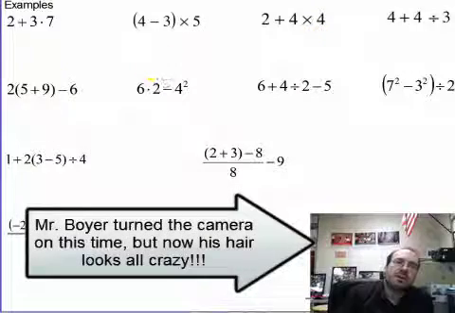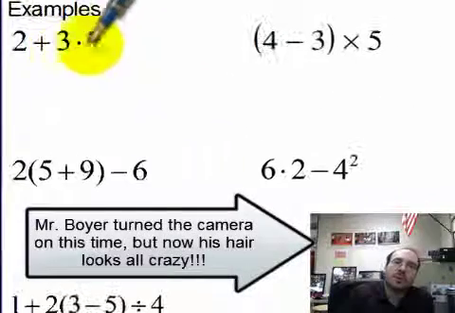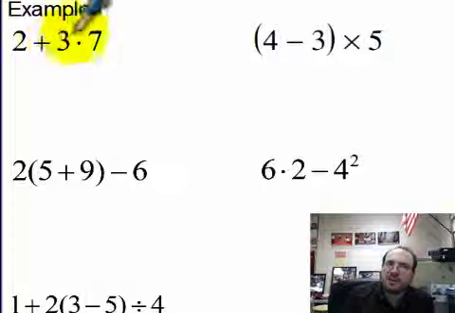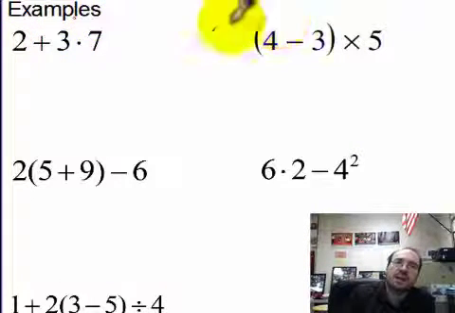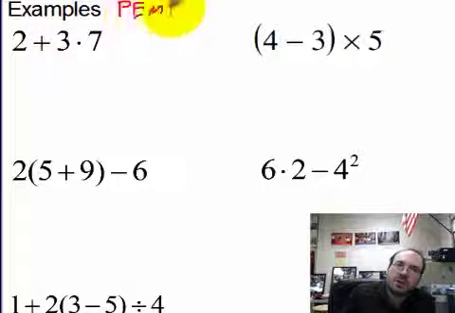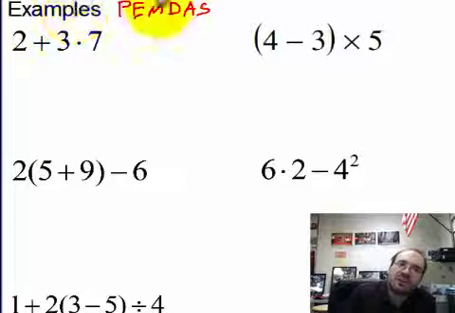Okay, so let's look at our first example here. I have 2 plus 3 times 7. And you might be tempted to want to do 2 plus 3 first, but you don't want to do that. You have to do the multiplication first, because if you look at PEMDAS, please excuse my dear Aunt Sally, multiplication comes before addition.